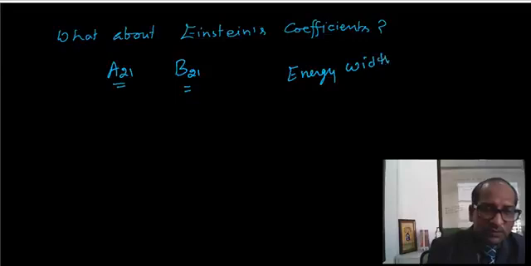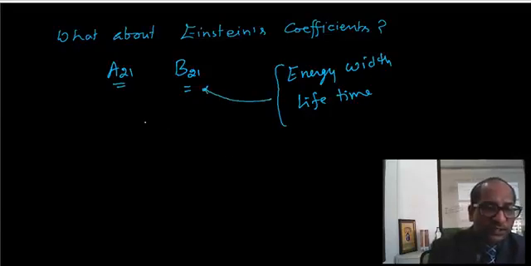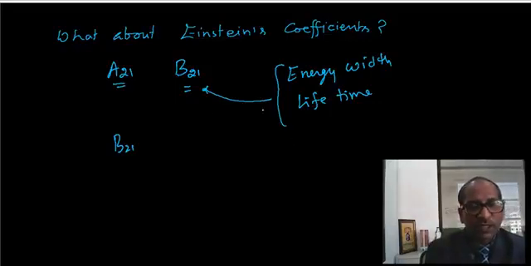These are related to two different processes, and they include the energy width and lifetime of the state, etc. This information is hidden in the Einstein coefficients, and with their help one can explain whether B21 or A21 dominates in the laser process. So in the next video we will see the relationship of the Einstein coefficients, and on that basis we will determine which process dominates for laser action.